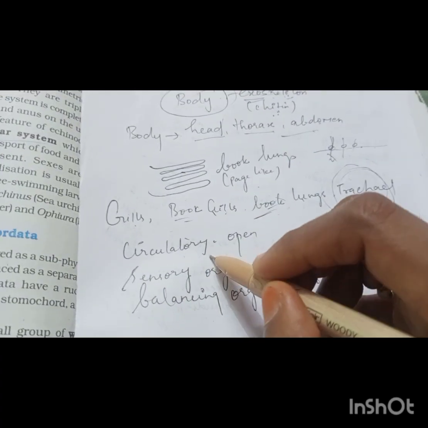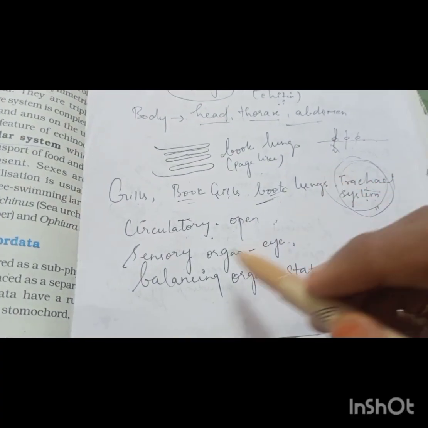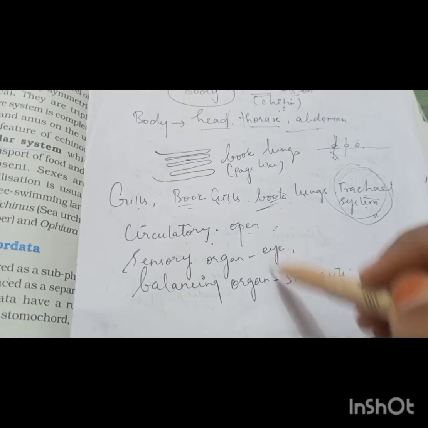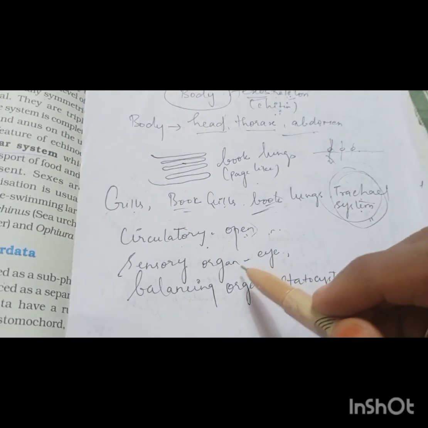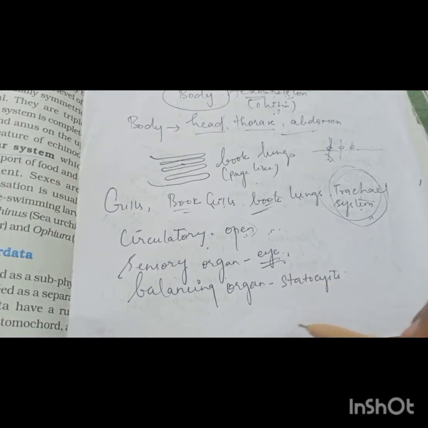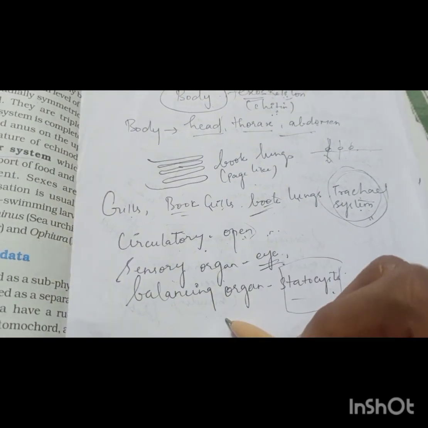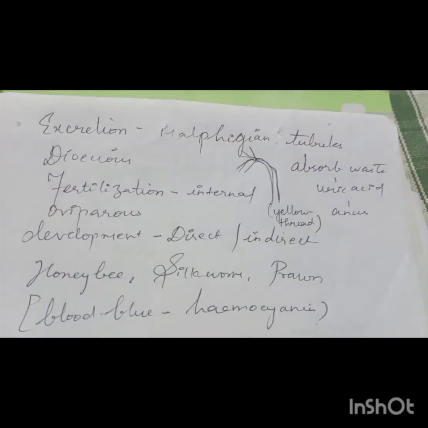And the circulatory system is open, it doesn't have vessels, and blood will not travel throughout the body in vessels, so it is an open circulatory system. It has sensory organs, that is the eye, and there are special cells called statocysts which help in balancing. So they are the balancing organs of this phylum.